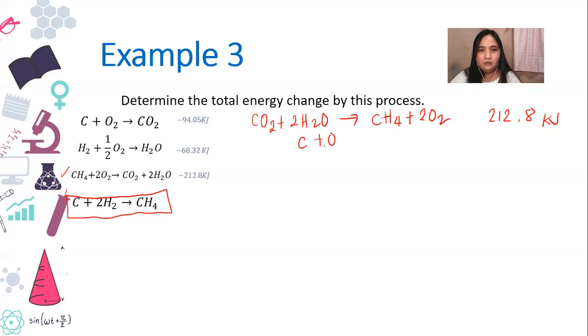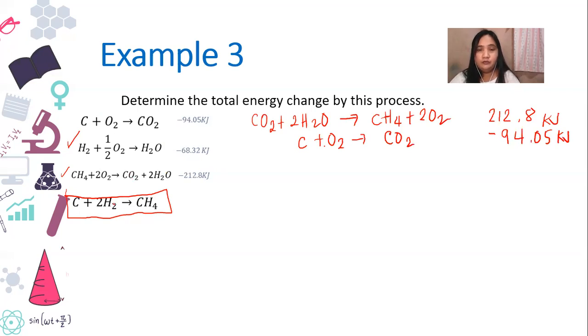That's C plus O2. That's CO2. So no changes here. That's 94.05 kJ. Okay, I have the elements of my final reaction except H2. Do I have H2? Not yet. I can see C already, but I don't see H2 anywhere here. But I can see H2 here. So do we need something to inverse it? I don't think so because H2 should stay on this side, on the left side.